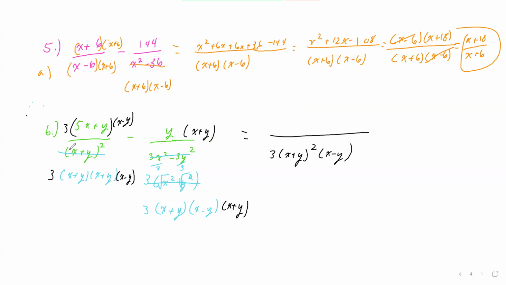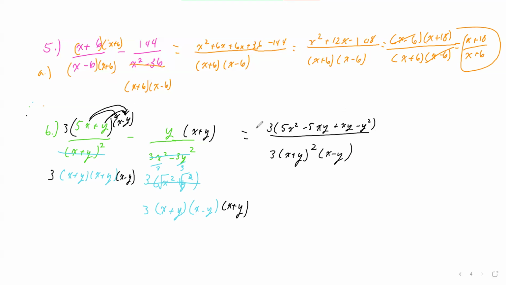So it doesn't matter how you multiply this. You can do the 3 first or FOIL this out. I think I'm going to FOIL this out first. So this will give me, put 3 on the outside. 5x times x is 5x squared. 5x times negative y is negative 5xy. Y times x is a positive xy. I go alphabetical when I multiply letters. And y times negative y is negative y squared.